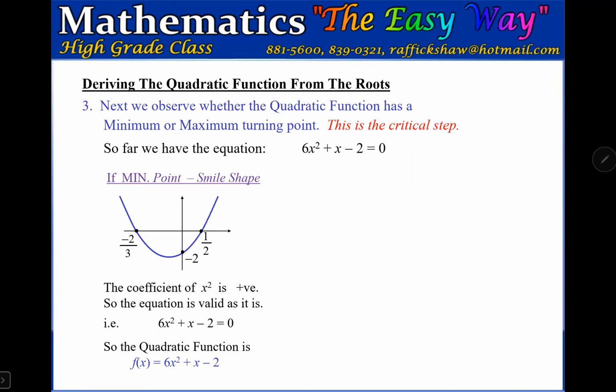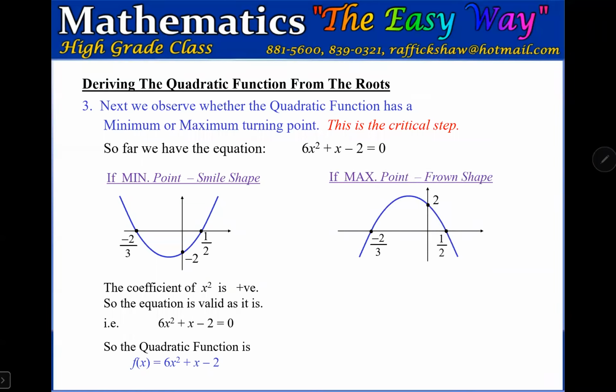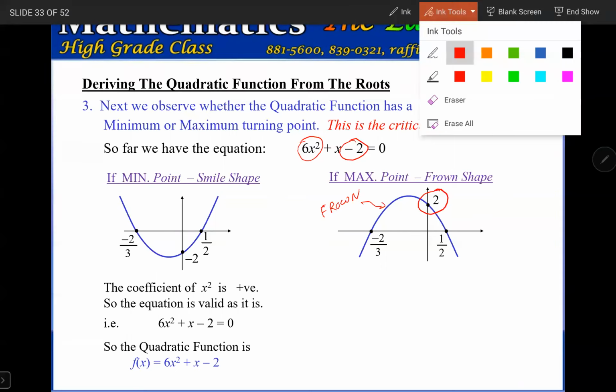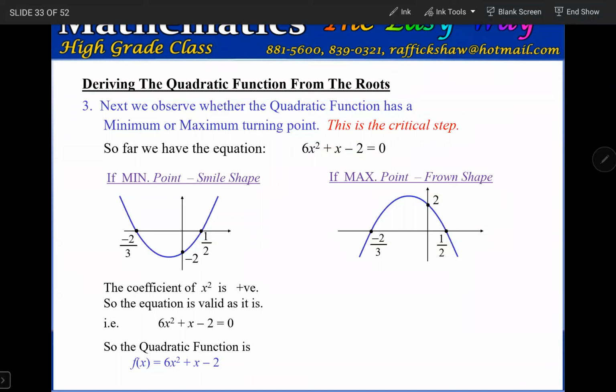Now let's look at what happens if they're giving us a frown graph. So you see, that's a frown graph now with the same two roots, negative 2/3 and half. But this time, if you notice, the y-axis intercept is positive, and we have a negative here, so that doesn't match. That's one thing that doesn't match. In addition to that, this is a positive x squared, and this is a frown, which is for when you have a negative x squared. So right now, the equation is not matching the function.